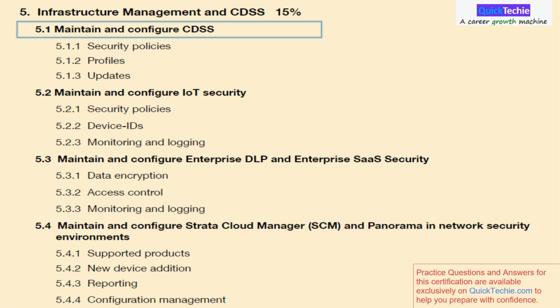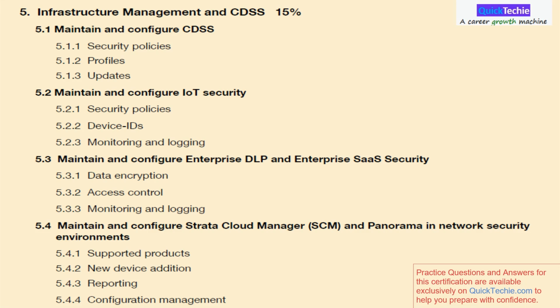Cloud-delivered security services, or CDSS, are crucial for extending your security posture beyond your physical network. They offer dynamic and scalable security that adapts to evolving threats. 5.1.1. Security Policies. Explanation. Security policies for CDSS define how traffic to and from cloud applications and services is inspected and controlled. These policies ensure consistent security enforcement for users and data, regardless of their location.